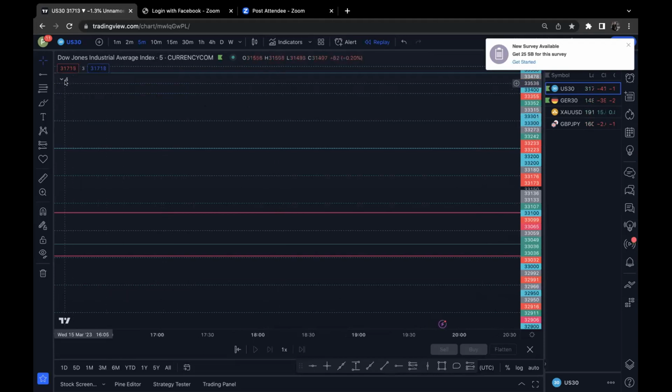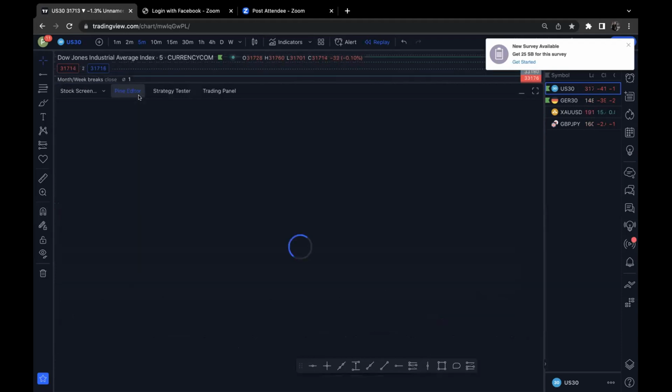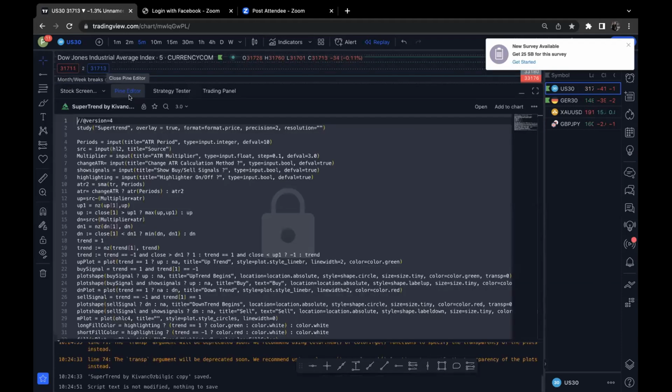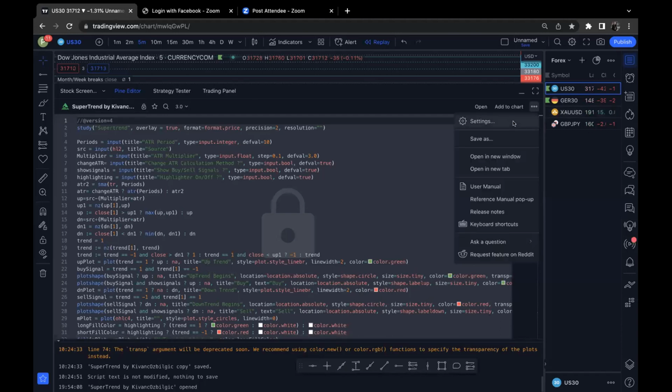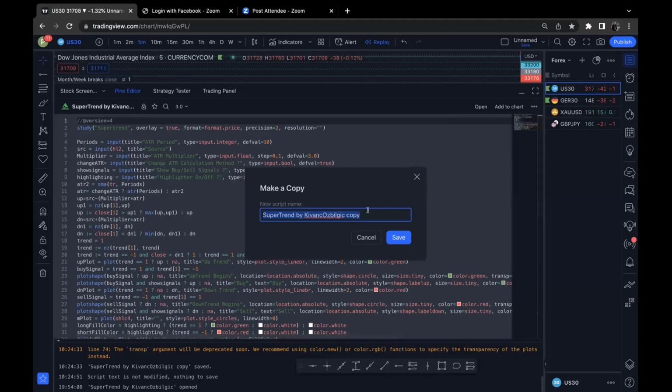So now, if you don't have it, just open SuperTrend. Have you saved a copy? Just go and save a copy of the SuperTrend. Let's see that one. Where is it? The three dots, and then save as. I've actually called it MKH or something. Yeah, I have it already.